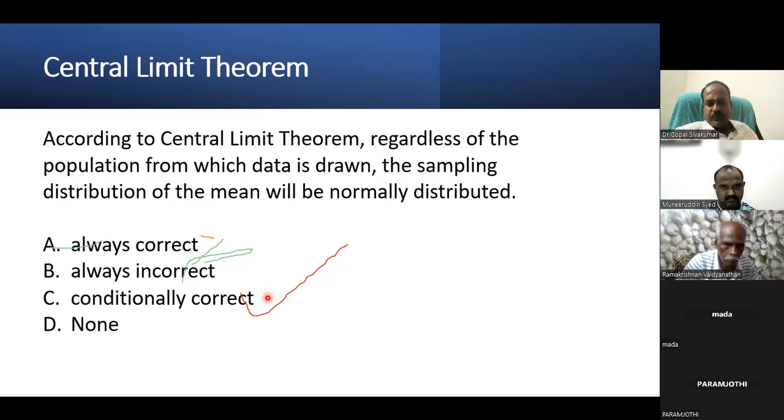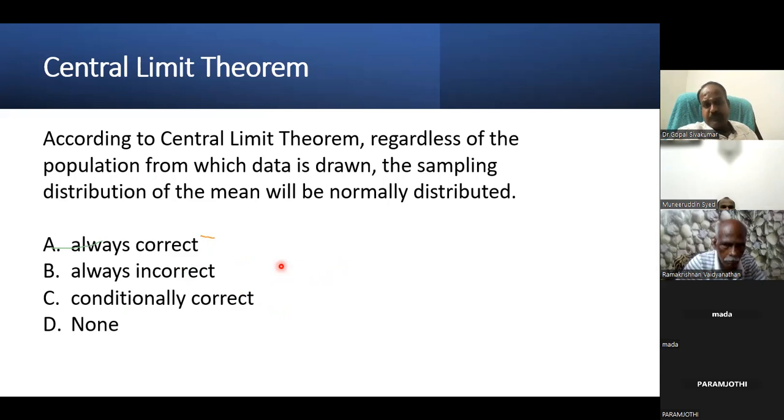Most of the time in our workplace, we are collecting data in subgroups. Am I correct? Yes, sir. We take 3 samples, 4 samples, 5 samples together, and then we take decisions based on the average. Why are you looking at the average? Why are you not looking at the individual value? Because the tendency of the average to follow normal distribution is very, very high.